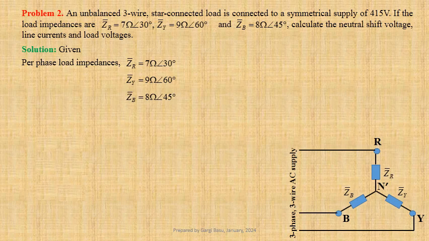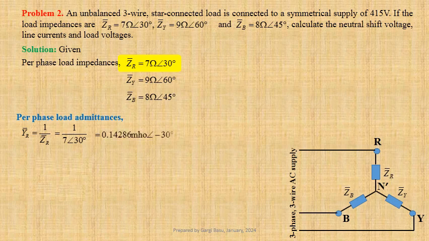Let us now calculate per phase load admittances. YR equals 1 upon ZR, that is equal to 1 upon 7 at an angle 30 degree. That gives us 0.14286 mho at an angle minus 30 degree. In Cartesian form, this may be written as 0.12372 minus j times 0.07143 mho.